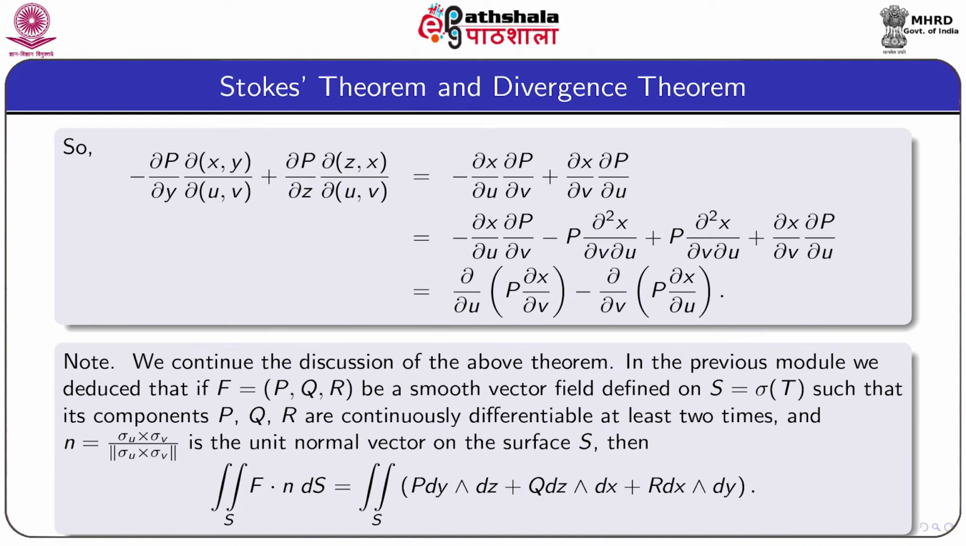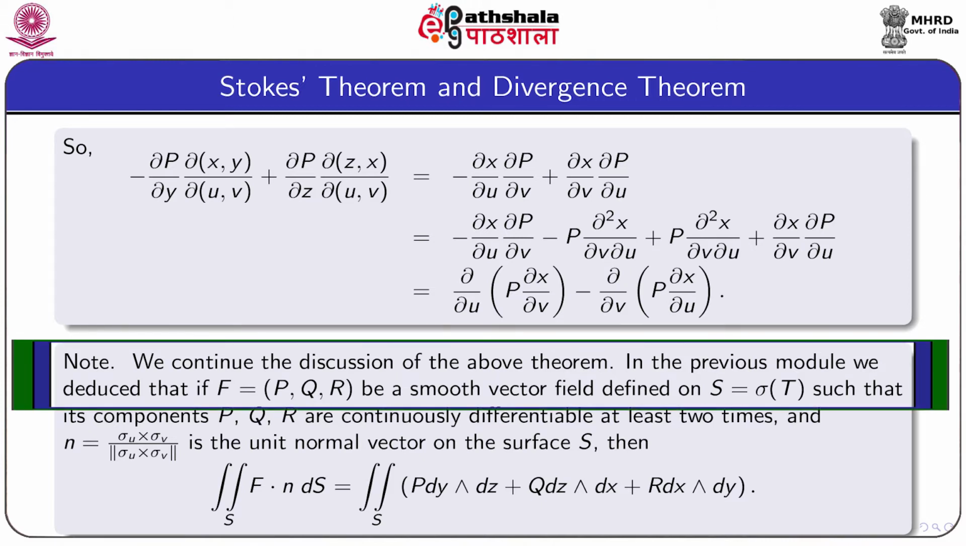So, this equals minus ∂x/∂u ∂p/∂v plus ∂x/∂v ∂p/∂u. With this, we add and subtract p ∂²x/∂v∂u, and finally, this equals ∂/∂u (p ∂x/∂v) minus ∂/∂v (p ∂x/∂u). So, this completes the proof of the theorem.